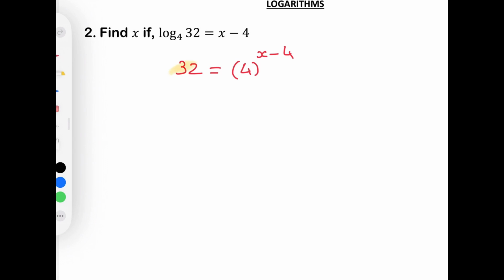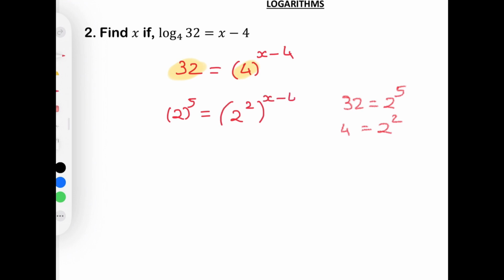Now we know that 32 and 4 both are powers of a common base, that is 2. We can write 32 as 2 raised to 5 and 4 as 2 raised to 2. So replacing that value we get 2 raised to 5 equals 2 raised to 2, whole raised to x minus 4.